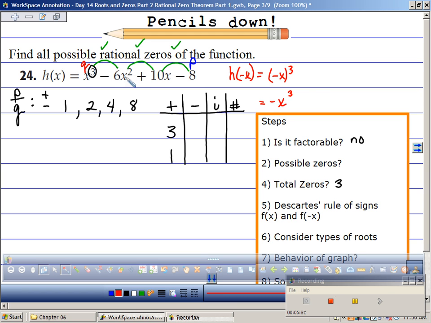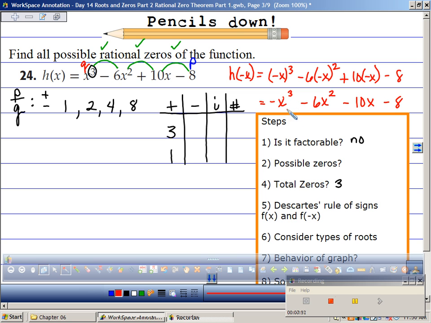If I substituted a negative in for this x, it would be negative 6 times negative x squared. That squared would turn that x positive, so it wouldn't have an effect on the sign of this term. Plus 10 times negative x. That would change the sign. If it's an odd degree, it's going to change the sign. If it's an even degree, it's not going to change the sign. That's basically what it boils down to. And then minus 8.